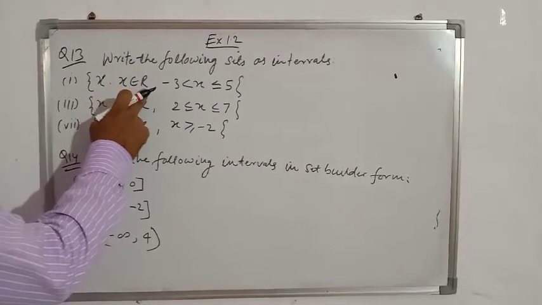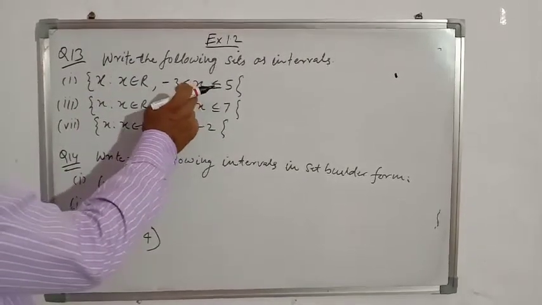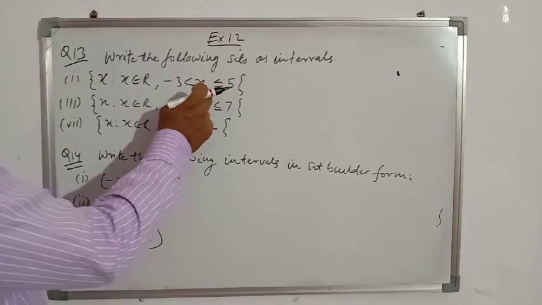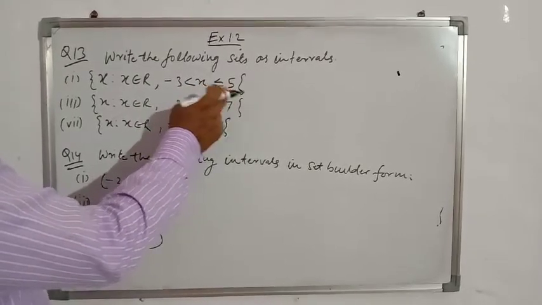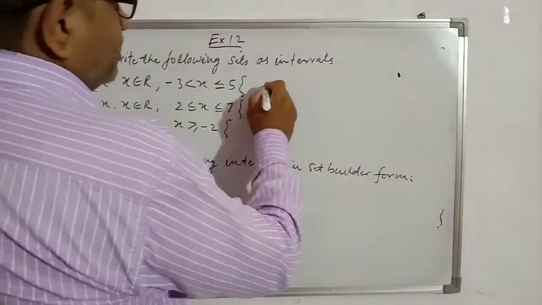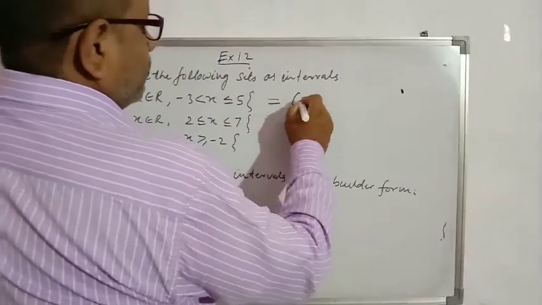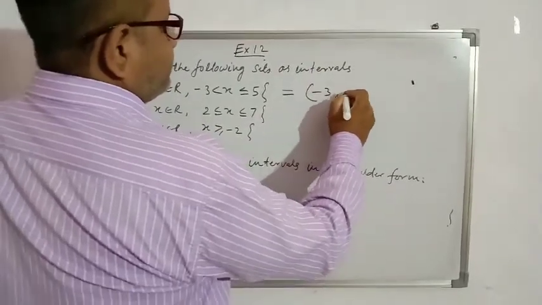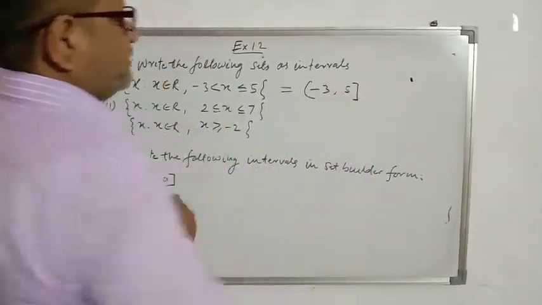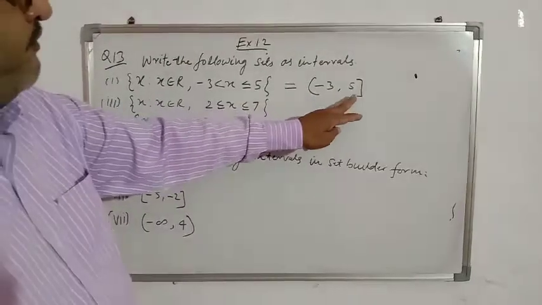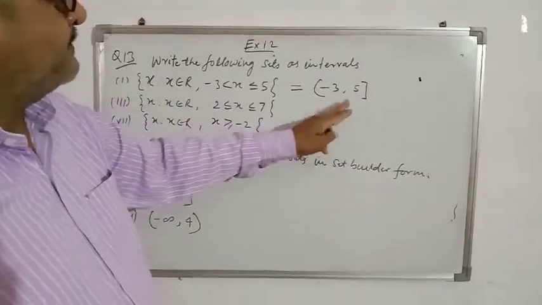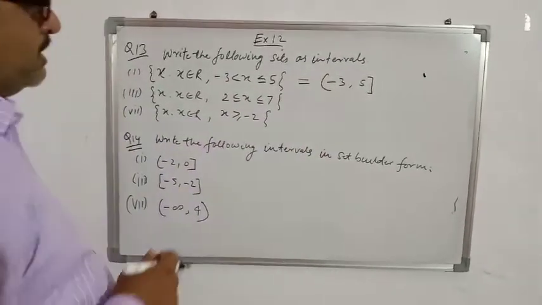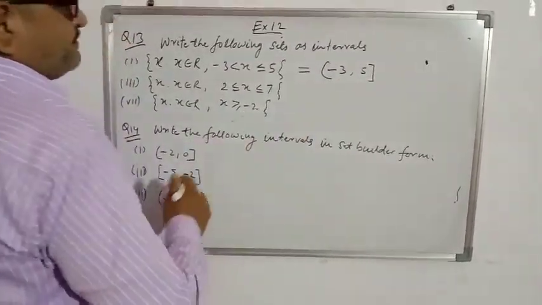An interval may be a closed interval, open interval, closed open interval, open closed interval, like this. So see, it is written in the set builder form, and we have to write it as an interval. x such that x belongs to R, and x is greater than -3 but less than or equal to 5, meaning 5 is included here but -3 is not included. So we write it open from the -3 side and closed at 5. So 5 is included, so we put the square bracket here, and -3 is not included, so we put the small bracket. It is an open closed interval.